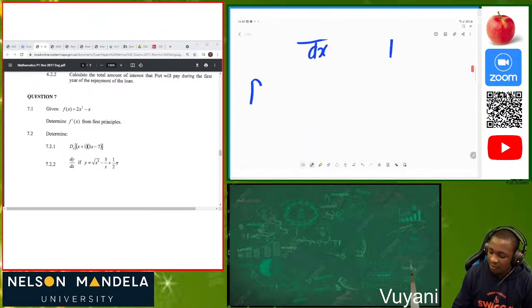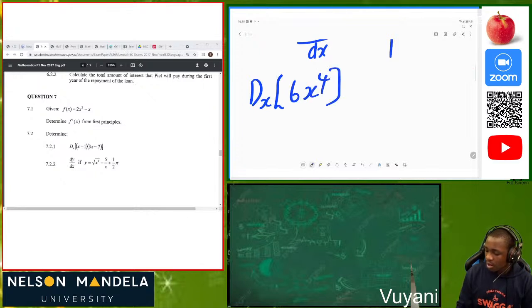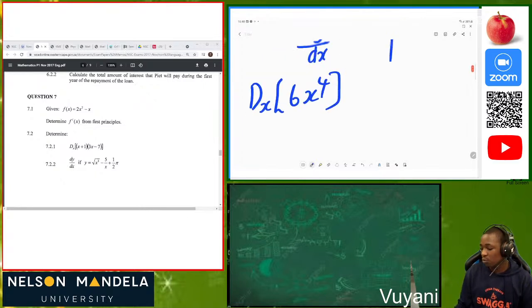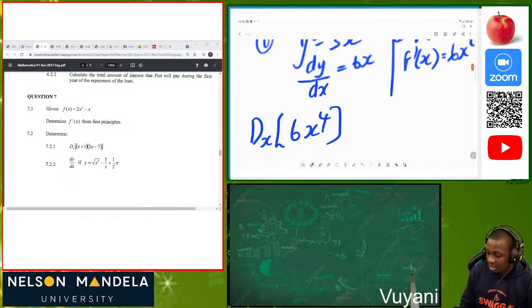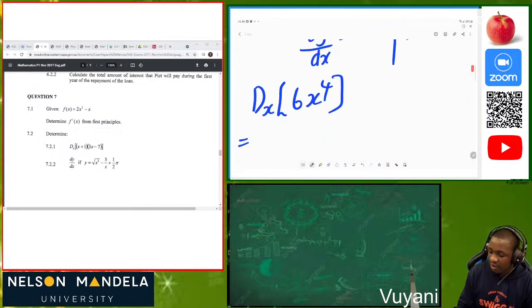Then when, for instance, they give you d over dx of 6x to the power 4, when you're differentiating this one, just like in this format, you just have to go and derive and have your answer.